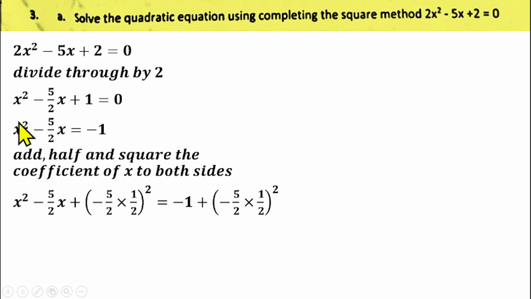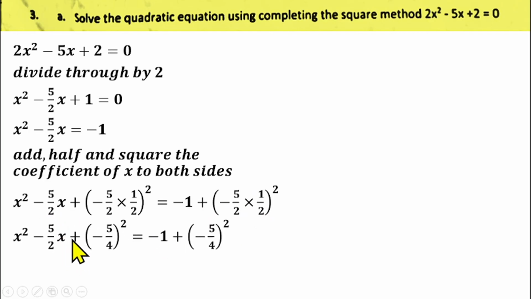So if you do that, you have x squared minus 5 over 2 x, then plus the half of the coefficient of x, which is minus 5 over 2, times 1 over 2, then squared. Whatever you do to the left hand side, you do to the right hand side as well. So this is what you have done, and you have completed the square. If you simplify, that gives us minus 5 over 4 squared, same thing here as well.